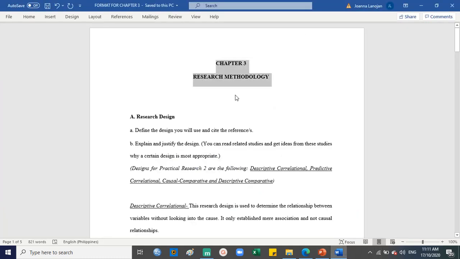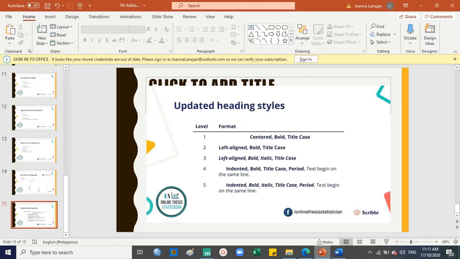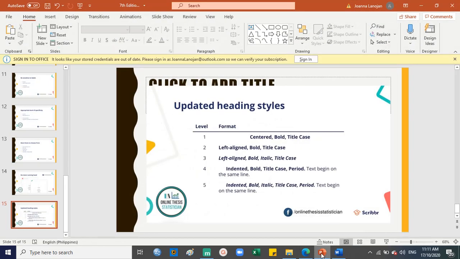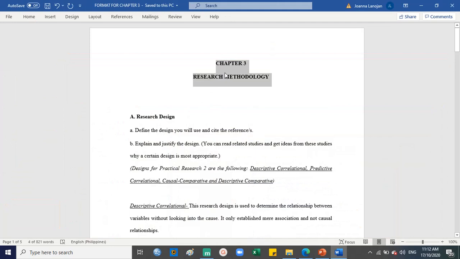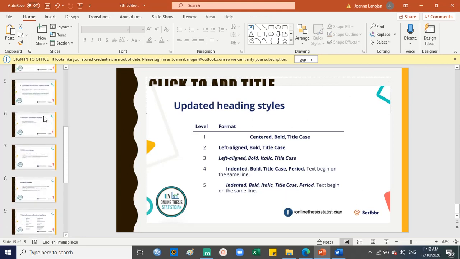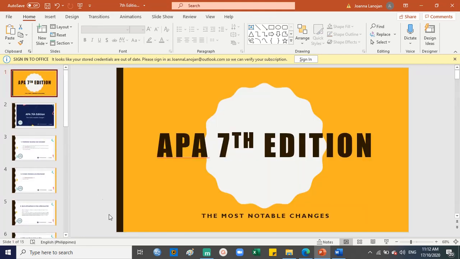because this was what we used last year also, and to avoid confusion. Maybe if we update this to left aligned, bold, others will ask, "Oh miss, before, miss, in our Research 1, diba, we have centered, bold, title case." And so yeah, this is to avoid confusion. Okay, so it's just good to know that there are already many updated heading styles. And basically that is a brief glance of the most notable changes in the 7th edition.